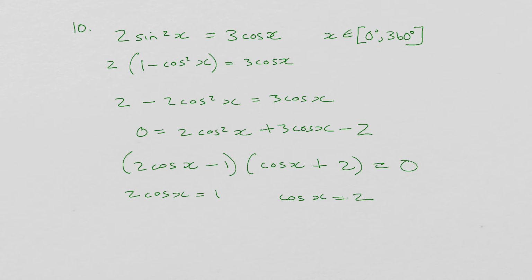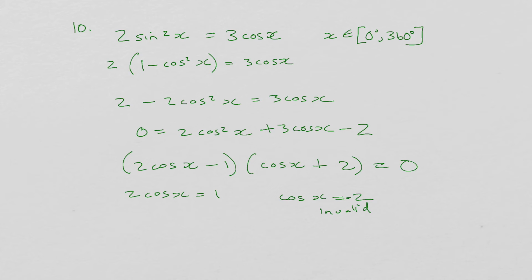Cosine x can't be equal to negative 2. Remember, cosine x is the relationship between the adjacent and the hypotenuse. And you're saying that the adjacent side is twice the size of the hypotenuse. It's absolutely impossible, and that is invalid, right? Cosine x has got to be a fraction, it's got to be less than 1, or 1, it can't be more than 1.